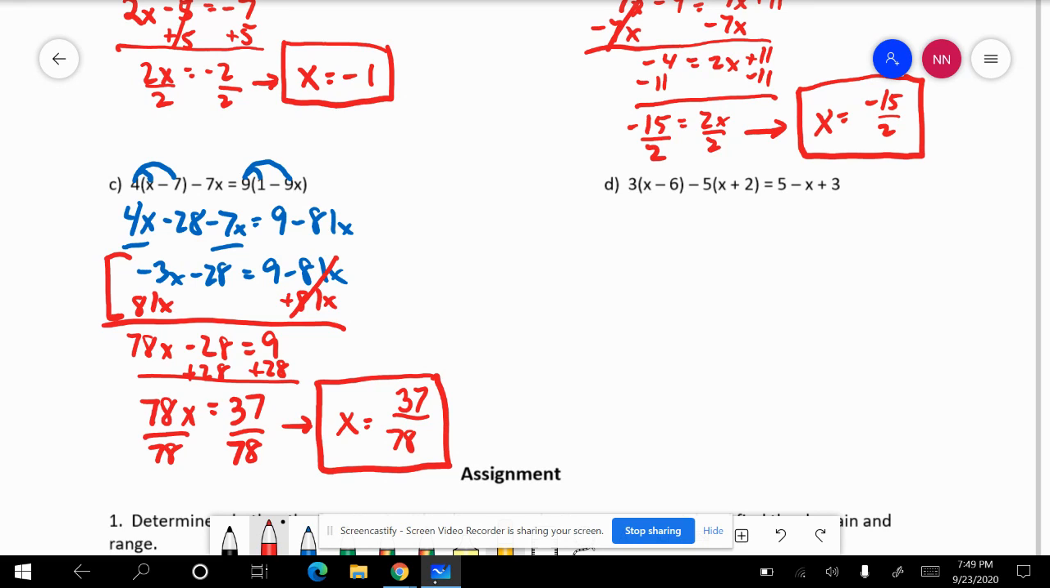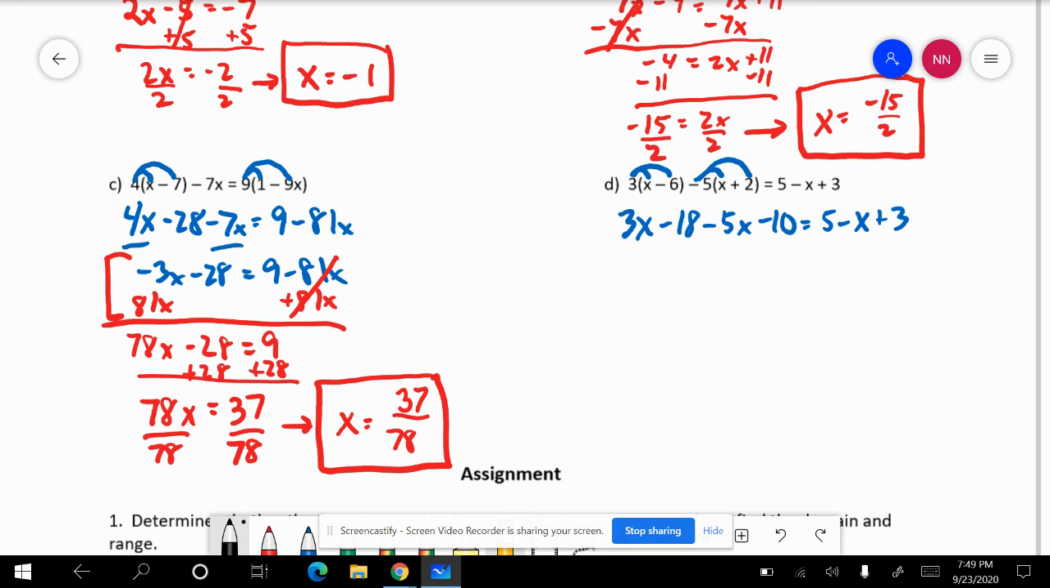Now, looking at letter D, once again, just like the last one, we see parentheses. Parentheses tell us we need to distribute to each of the terms inside the parentheses. So this becomes 3x minus 18. I'm going to distribute the negative 5 to each of the terms. Negative 5x minus 10 is equal to 5 minus x plus 3.